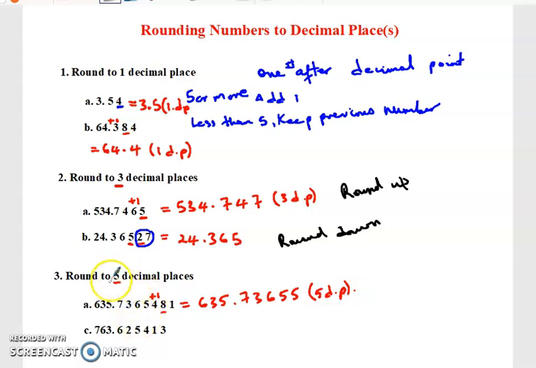Hope you're getting the hang of this. So if you round to 5 decimal places, you look at the 6th digit, right? So this number that says 763.625413. So 1, 2, 3, 4, 5, 6. We look at this 3 right here. It's the 6th number. And if it is 5 or more, we add 1 to this digit. And if it is less than 5, we keep the digit the same. But in this case, this number is less than 5.